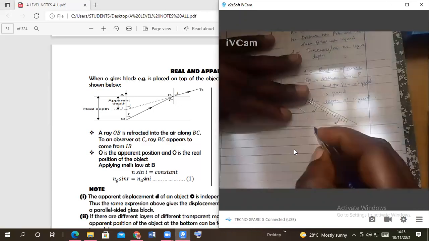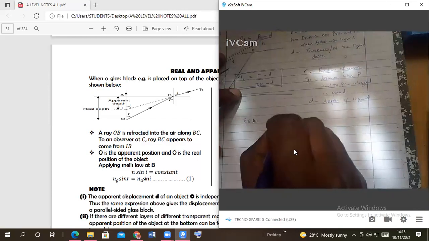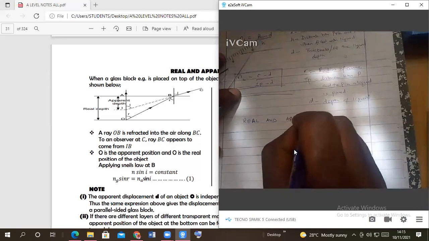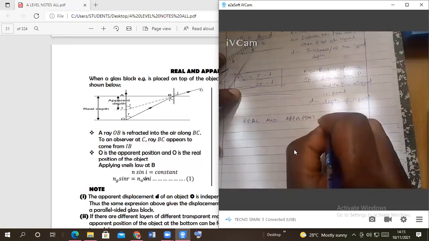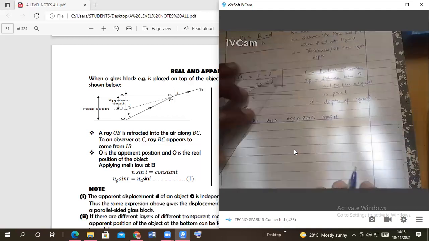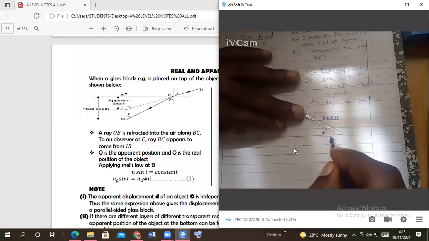So we have that diagram. The heading is real and apparent depth, like that. Okay, so we have a diagram there.